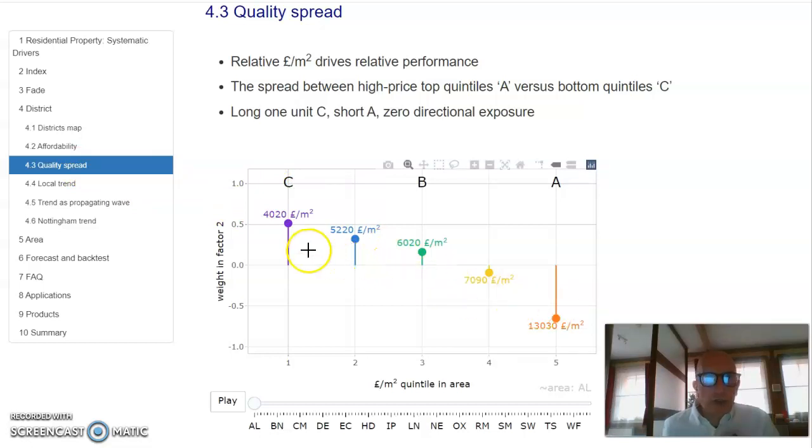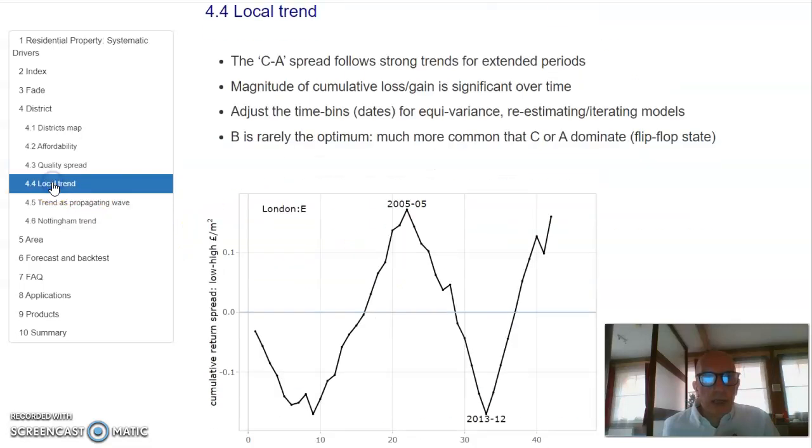And it turns out that this spread has big moves, and in London the CA spread has been trending up since 2014, so Southend has been outperforming Wapping, and the magnitude is large. It's gone from negative 0.17 to plus 0.16, so a 0.33 log return, which is 39% outperformance. We adjust the time bins to make the trends really clear, and we're free to do that.